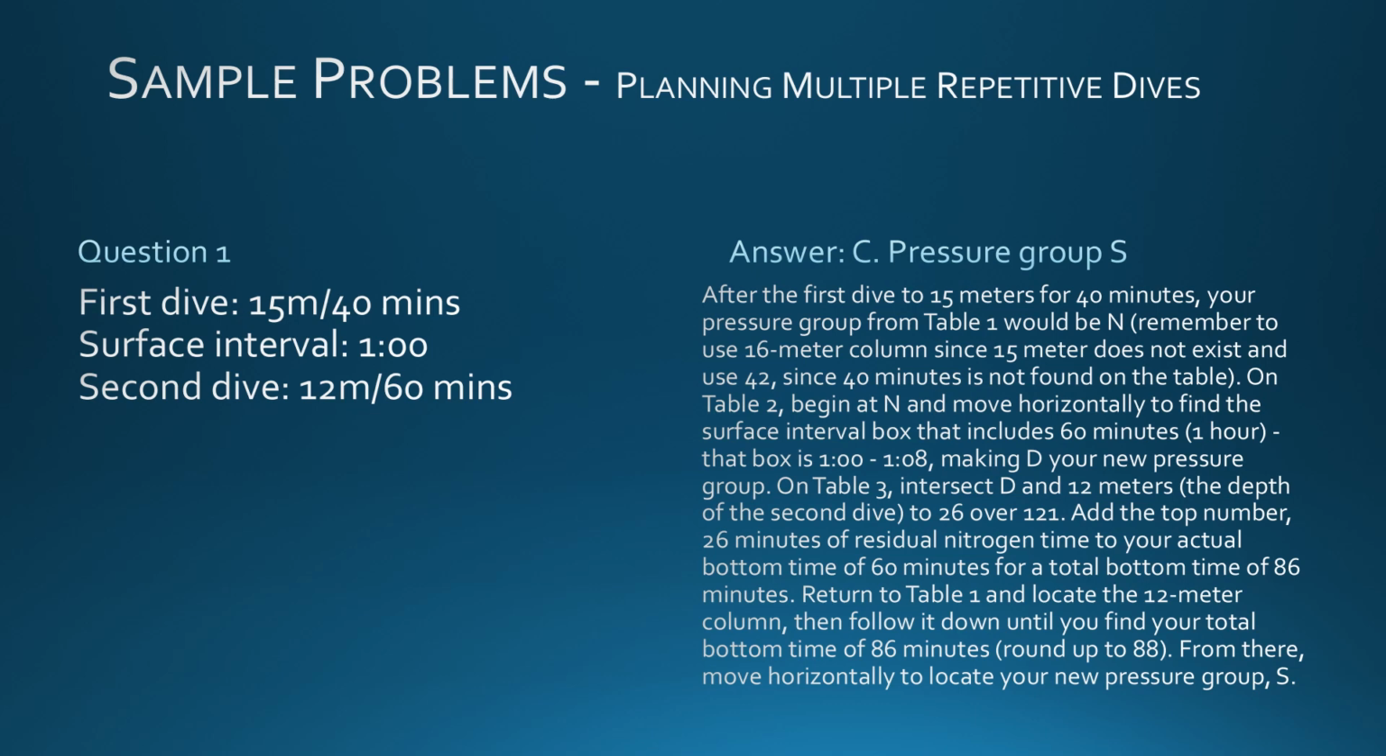On Table 3, intersect D and 12 meters, the depth of the second dive, to get 26 over 121. Add the top number, 26, of residual nitrogen time to your actual bottom time of 60 minutes for a total bottom time of 86 minutes. Return to Table 1 and locate the 12-meter column. Then follow it down until you find your total bottom time of 86 minutes. Round up to 88. From there, move horizontally to locate your new pressure group, S.